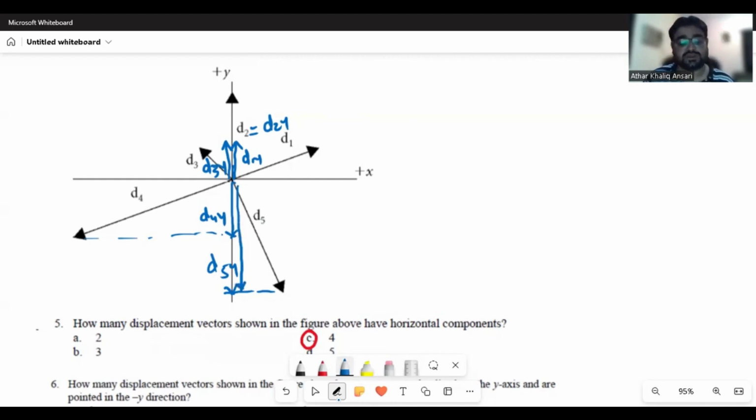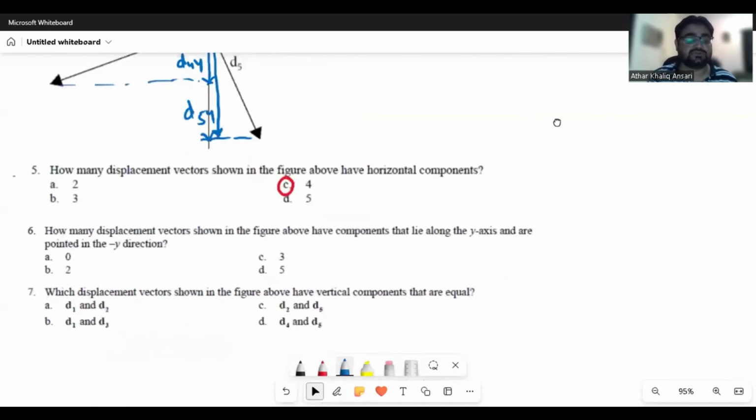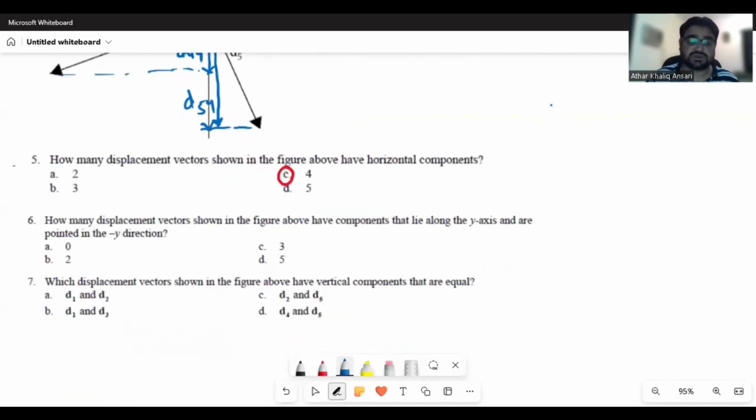So two are in the negative y direction, whereas the rest are upward. So we can say this is the positive y direction. So the answer to this question is that two are in the negative y direction and three are in the positive y direction. So your choice will be this.